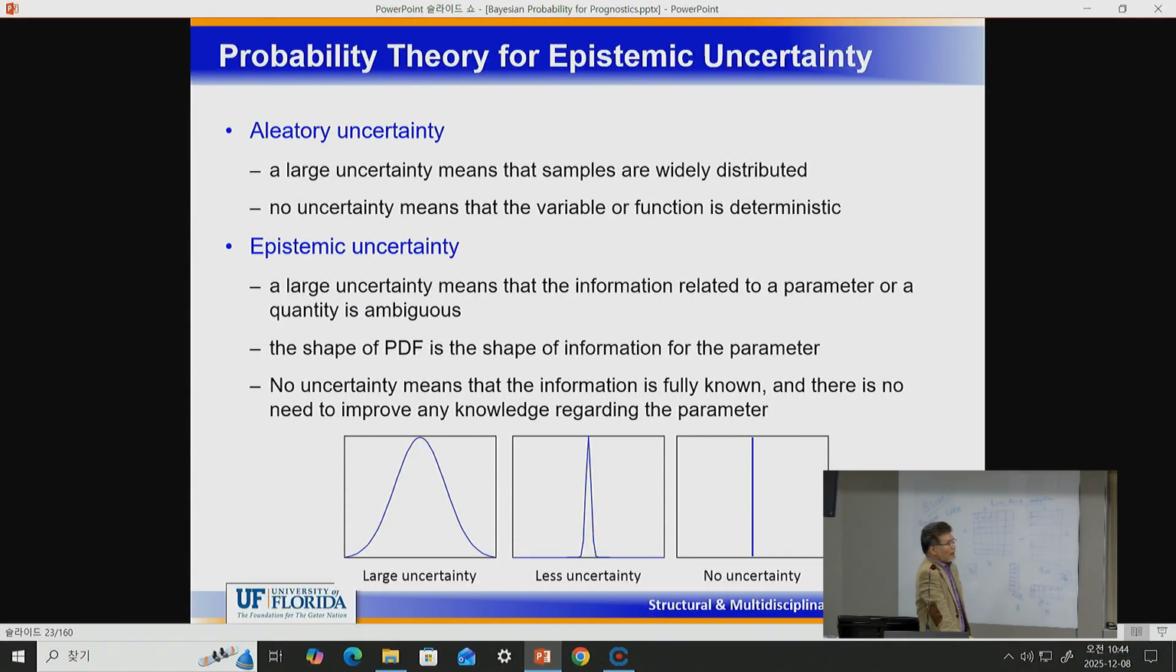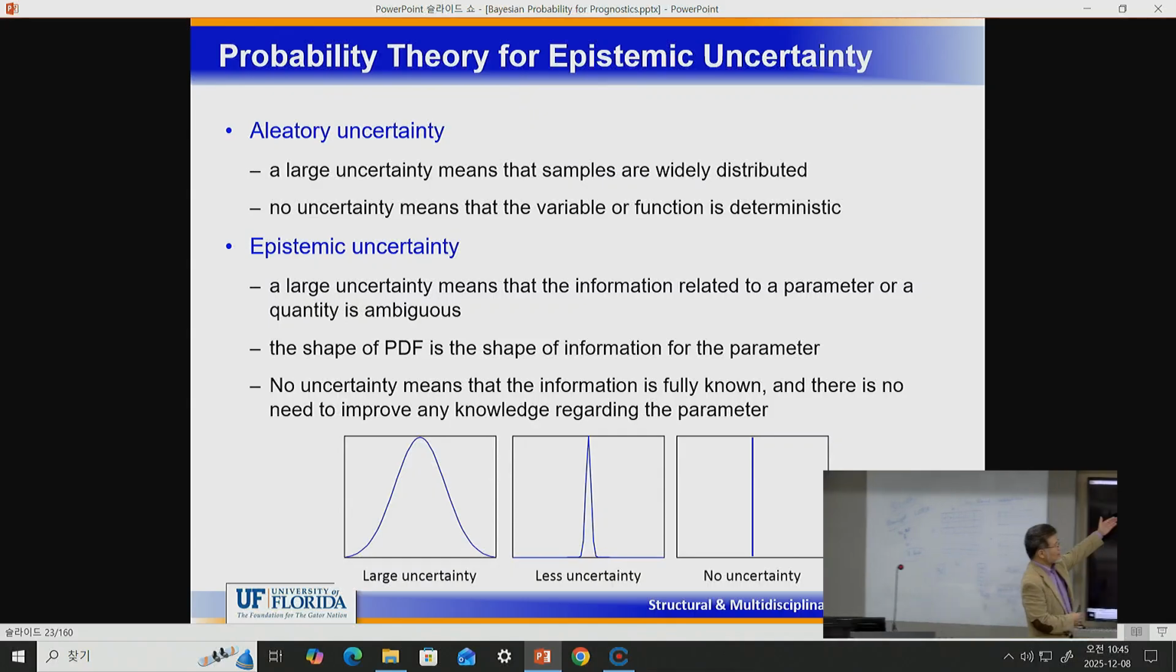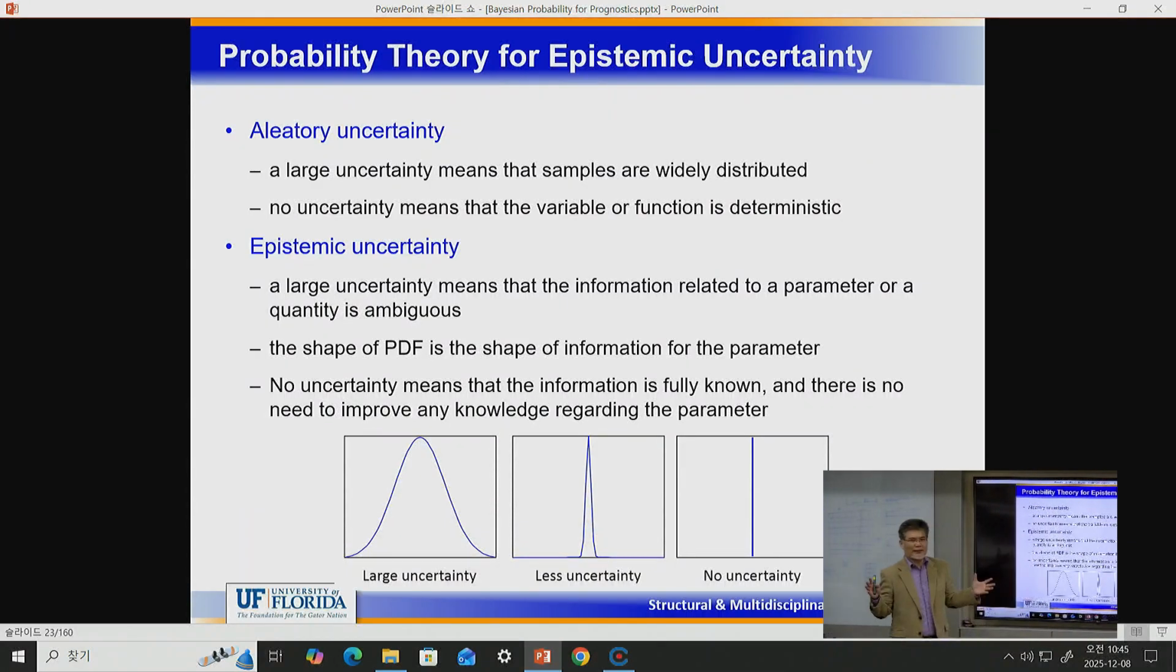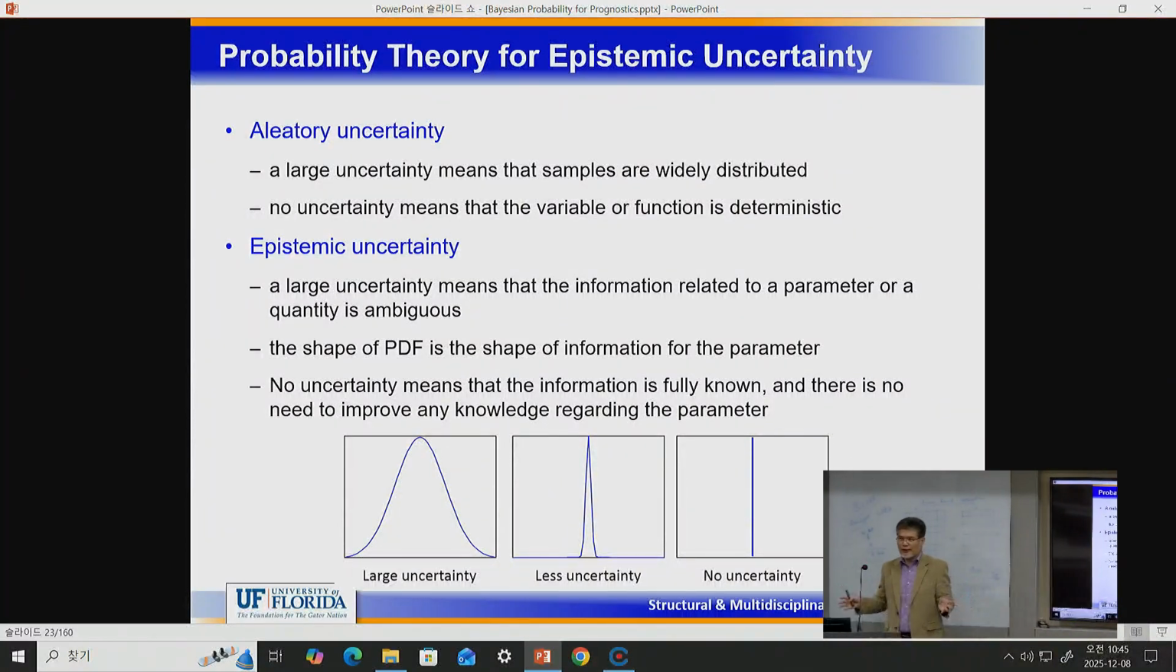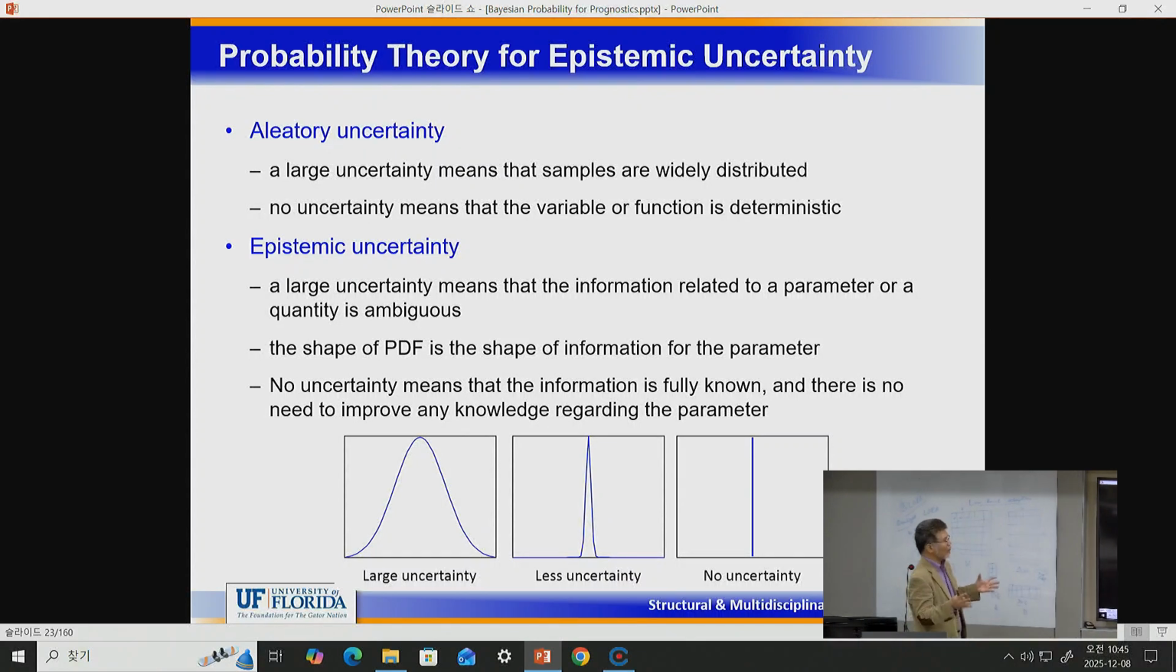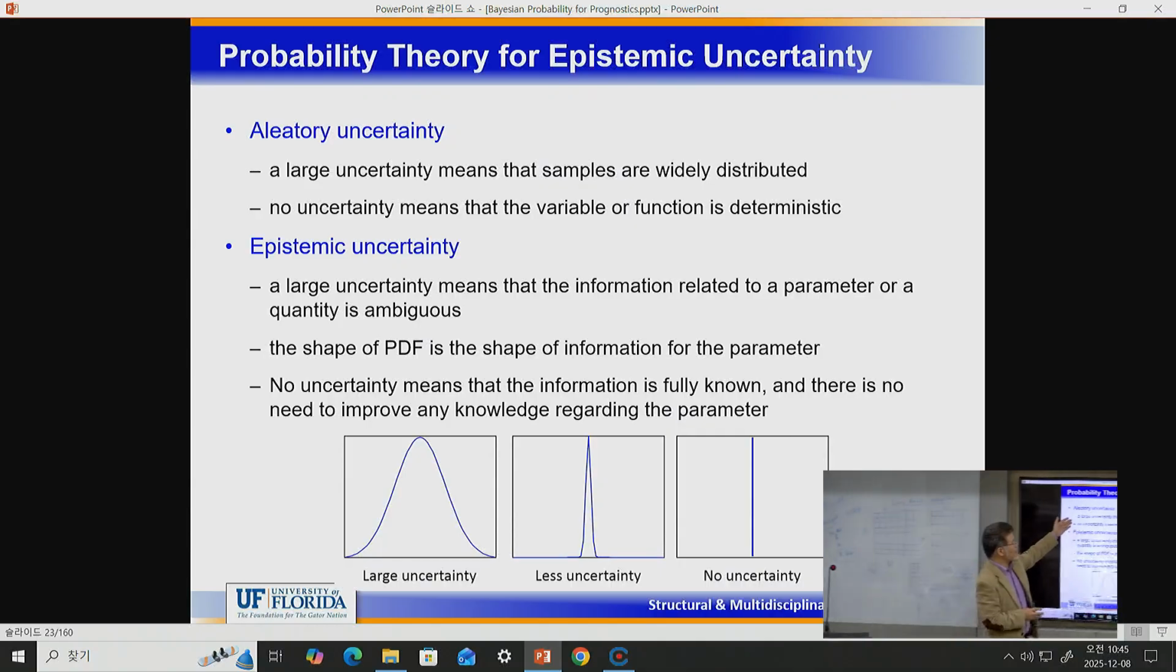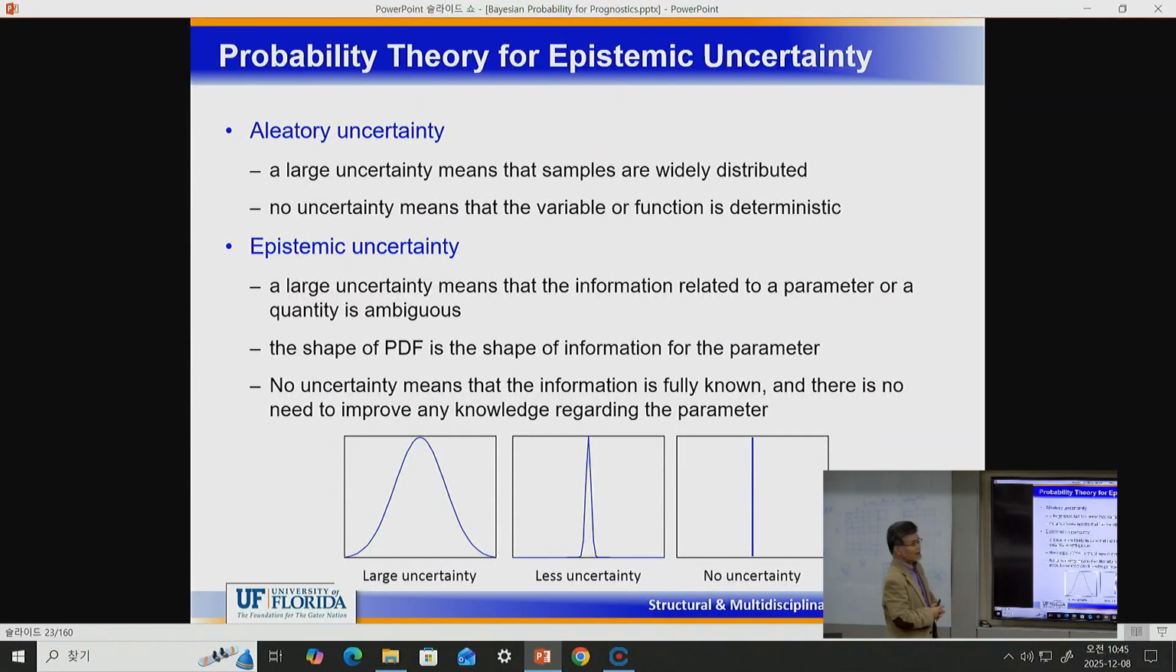So this is the slide that I want to emphasize the most here. They compare aleatory uncertainty versus epistemic uncertainty. A large uncertainty means that samples are widely distributed. There is nothing wrong with a wide distribution. It's just the representation of how the randomness comes. No uncertainty means the value or function is deterministic.